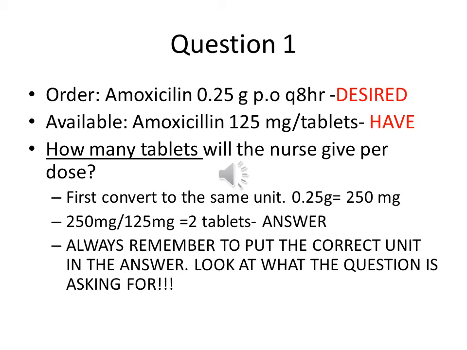So what I did is I converted the 0.25 grams into milligrams. So 0.25 is equal to 250 milligrams. Now you set it up in the formula, the desired over half. So you put 250 milligrams divided by 125 milligrams, and that equals 2 tablets, because it is asking you, how many tablets would you need? Okay? And again, make sure you have the correct unit in the answer. So I underlined tablets because that is what it's specifically asking you for.